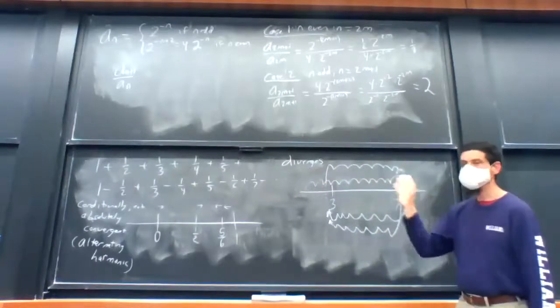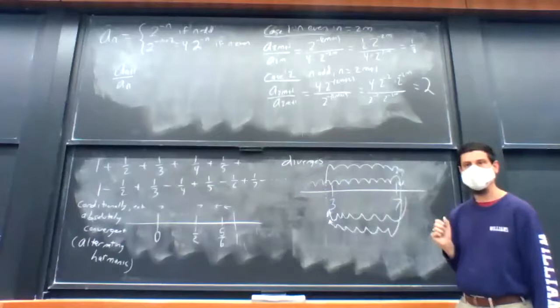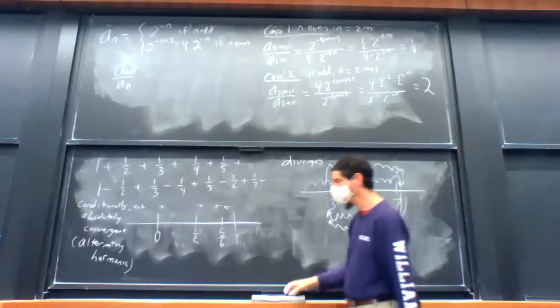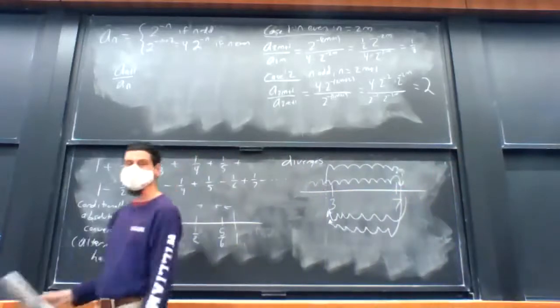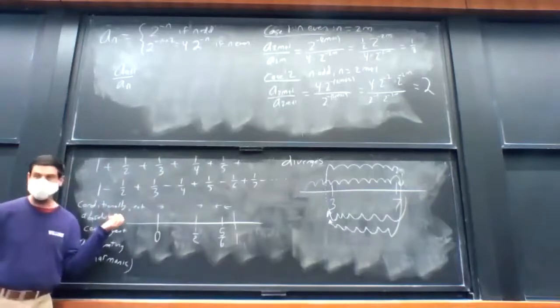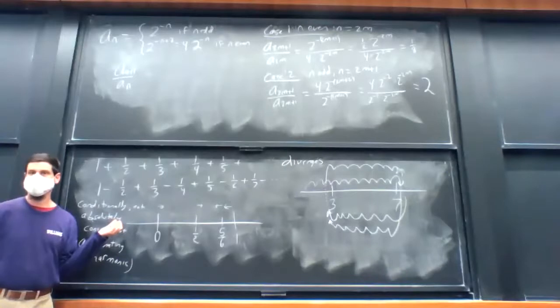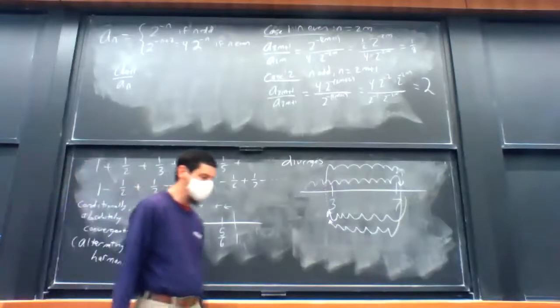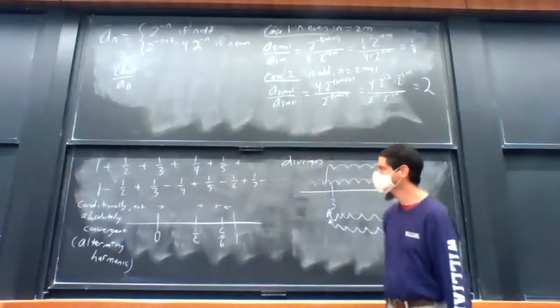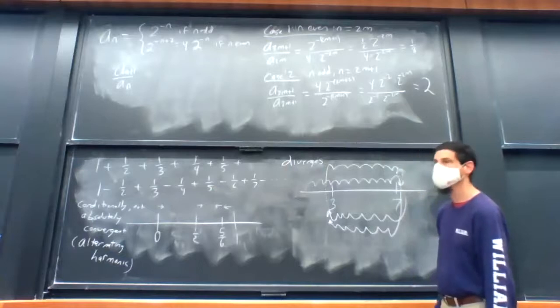Okay, any questions about this? So this shows you how careful you have to be when you have things that are conditionally convergent but not absolutely convergent. Okay, so the alternating series, this is a great example to have on reserve. Yes?